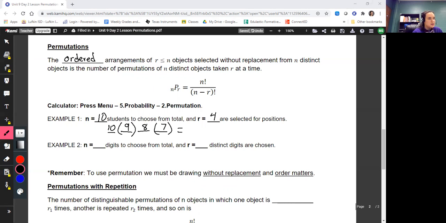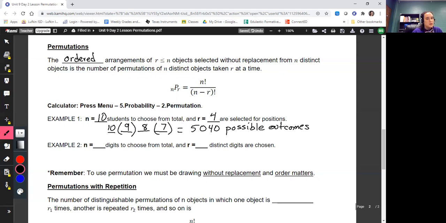Which is 5,040 possible outcomes. So yes, you could use your formula here, but I would much rather you write out your blanks and fill in your blanks.